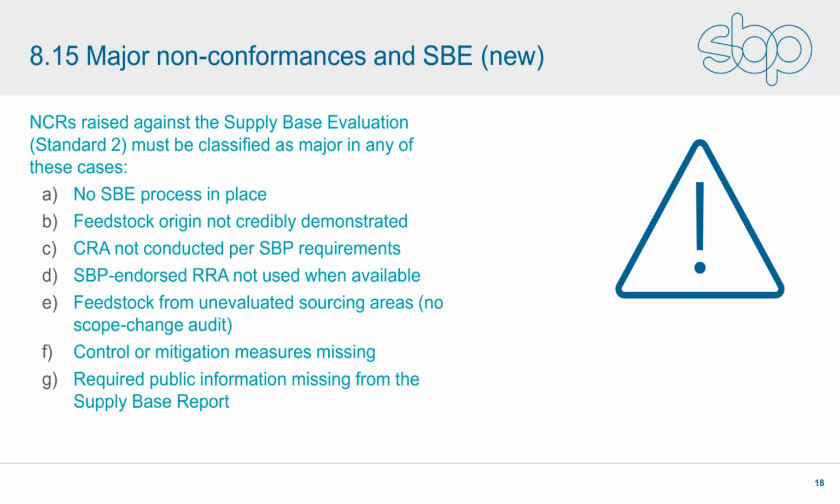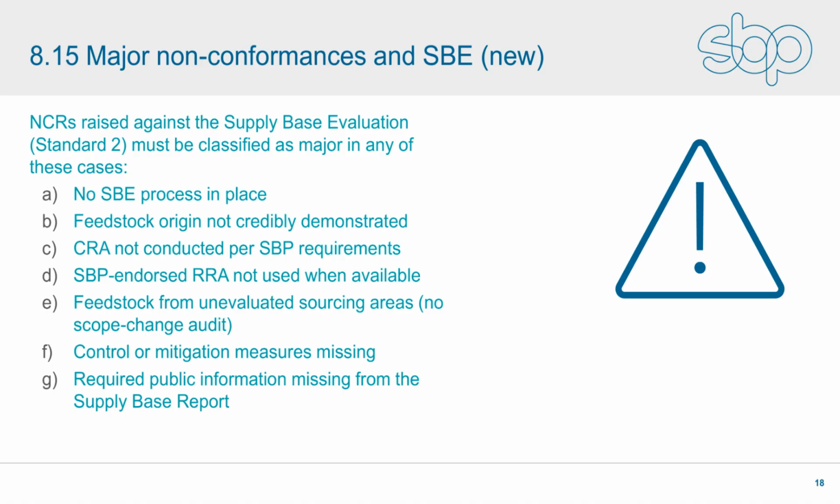scope, new sourcing areas can only be added through a formal scope change audit. Bringing them in without one is a major NCR. Sixth, if the required control or mitigation measures have not been established or are not being implemented, that's major. And seventh, if information that the standard requires to be made publicly available in the supply base report is missing, that's also a major non-conformance.